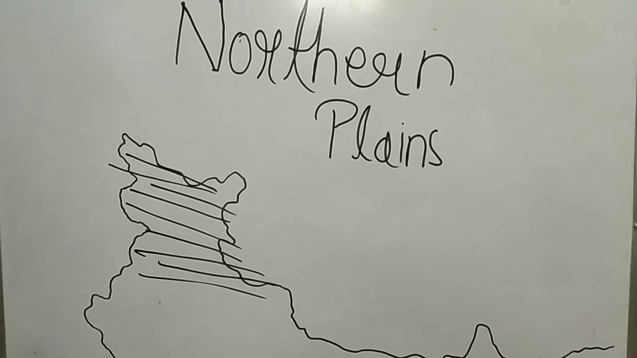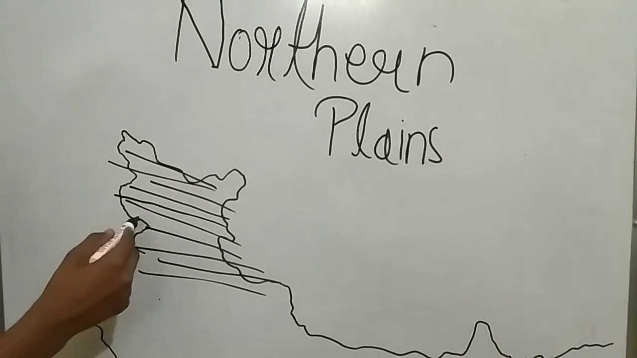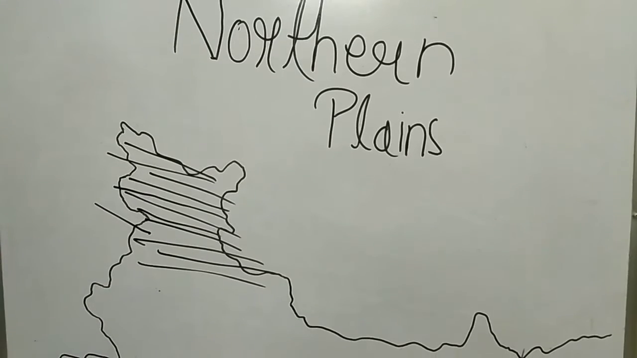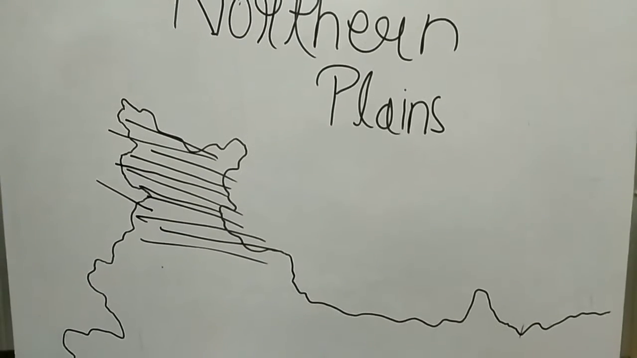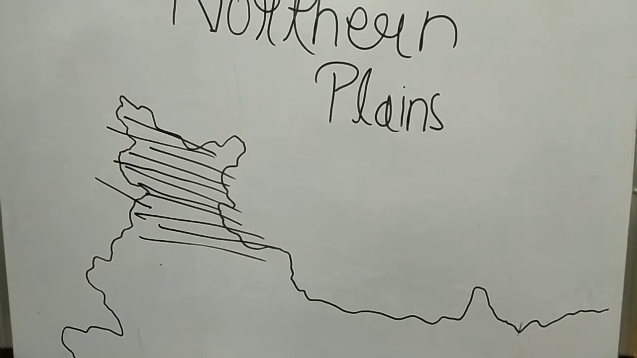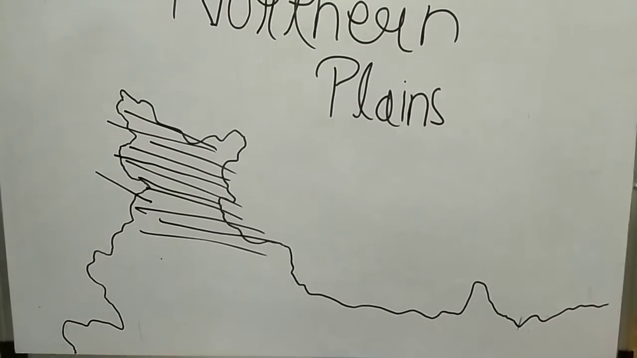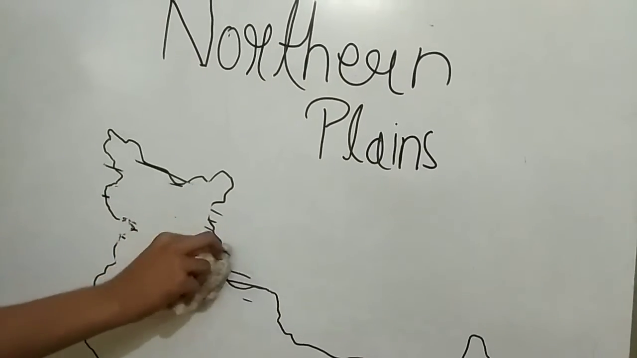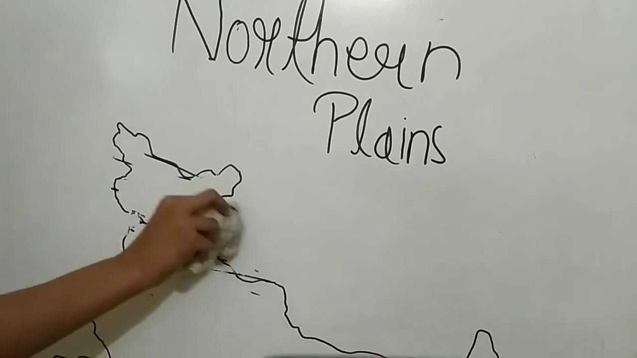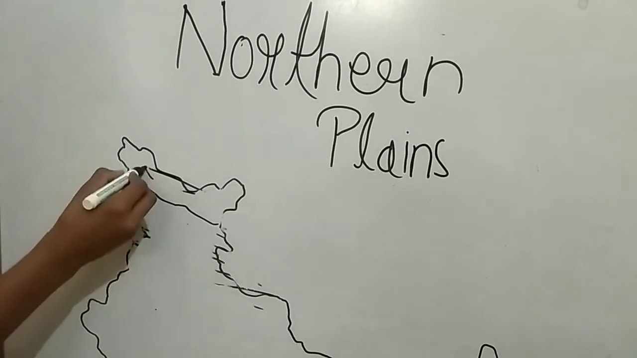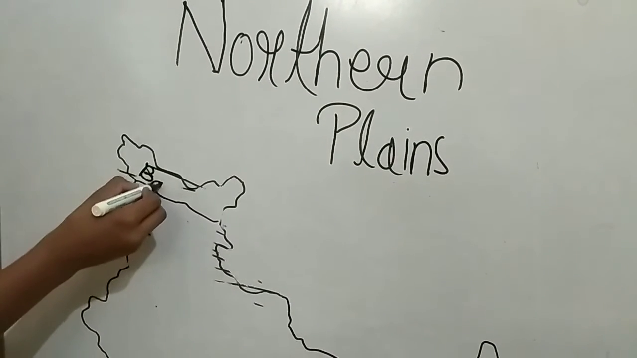As per the name, you might have guessed that the northern plains lie in the northern part of India, and it is the third physical feature of India. Here I have made a physical map of North India, in which the northern plains lie. Now the northern plains are divided into 4 categories. The first one is Bhabar, second is Terai, third is Bhangar, and the fourth is Khadar.